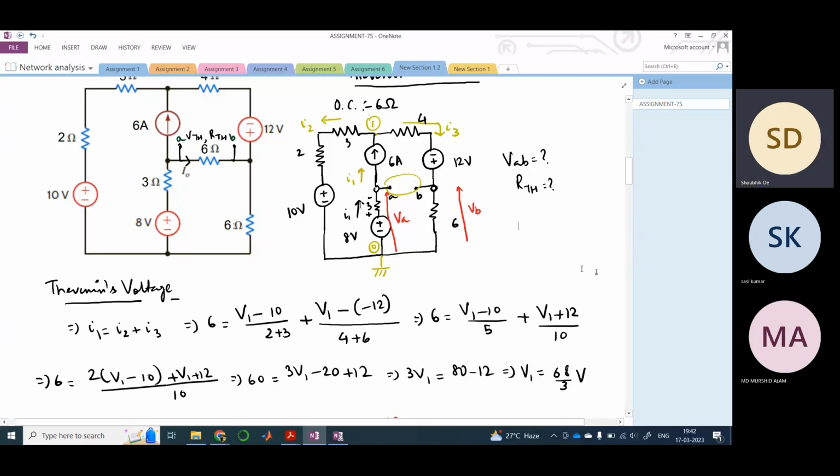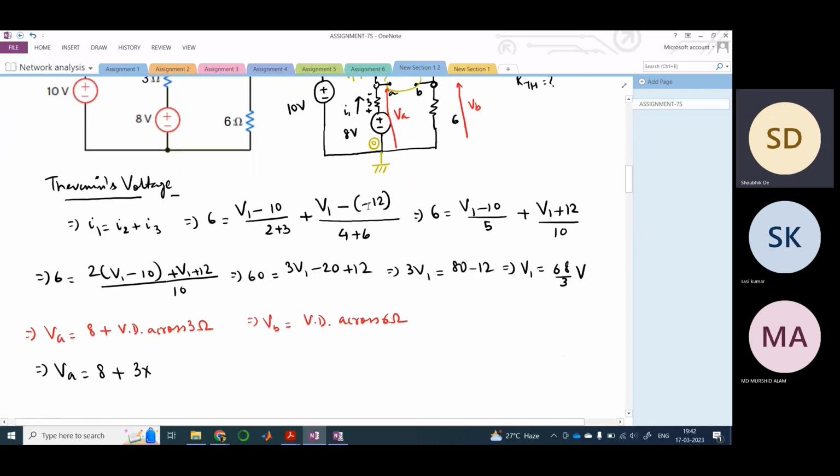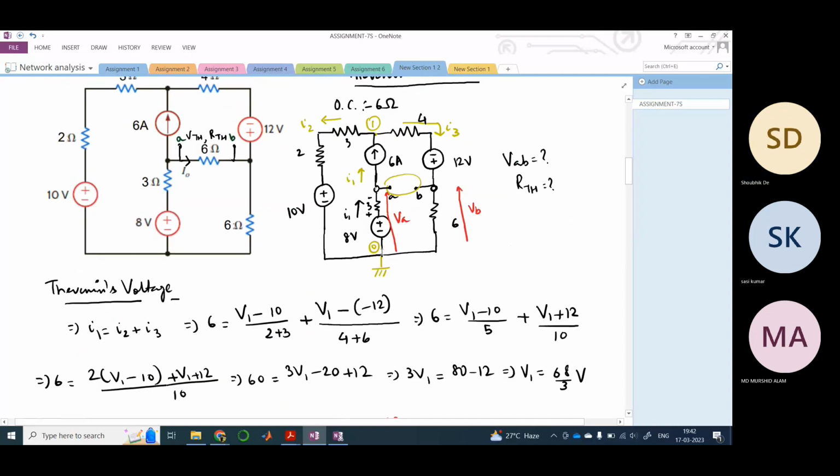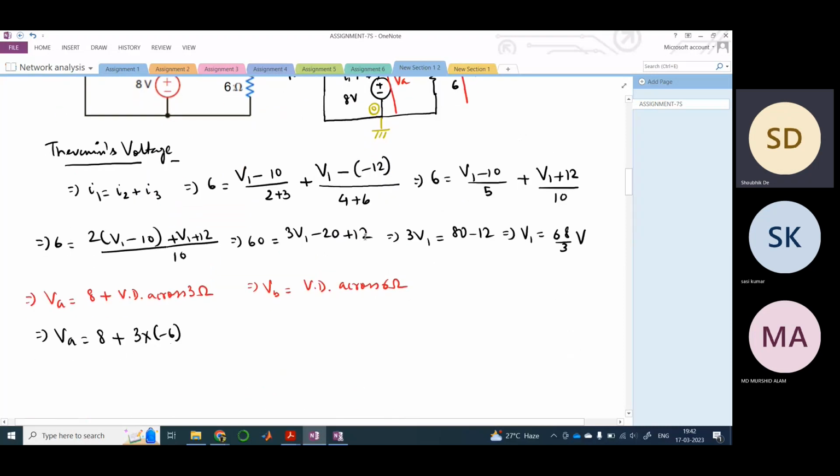So in this way, we can calculate the voltage drop across the 3 ohm resistor. So this would be minus 6 amperes. Why? Because clearly this is 8 minus 3, right? Because this is pointing against 8 volts, simple. So therefore, this would be 8 minus 18. This is 10 volts, minus 10 volts.